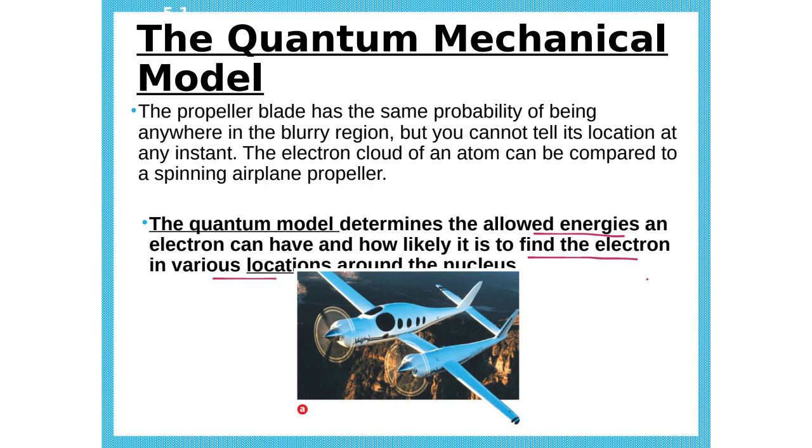nucleus. If you consider the propeller blades of an airplane, there's usually three of them, and they're flying around, it's kind of that idea. It's a blurry region. You know the probability of finding those propeller blades, but at any given time, they are moving around, and you cannot tell their exact location.